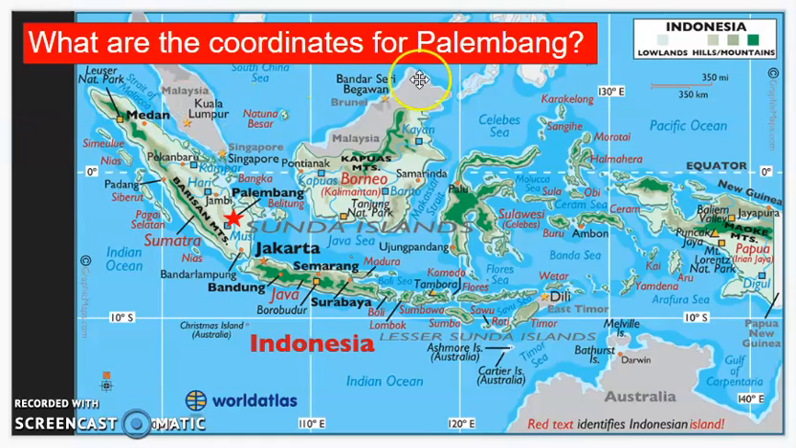It's asking for the coordinates of Palembang. That's the one on the star here. If I was going to follow along here, it's between 100 east and 110 east. We could probably guess this at 105 east. And coming down, I'm going to guess it's not quite 5 south, maybe 4 south. So 4 south, 105 east.